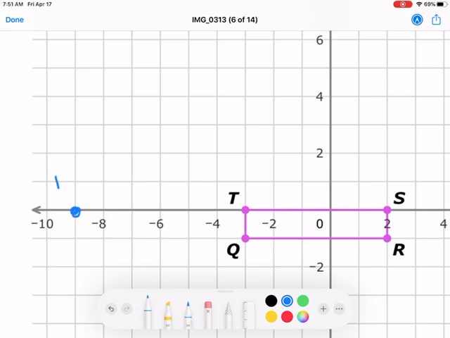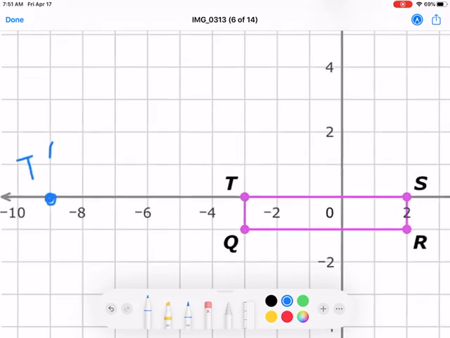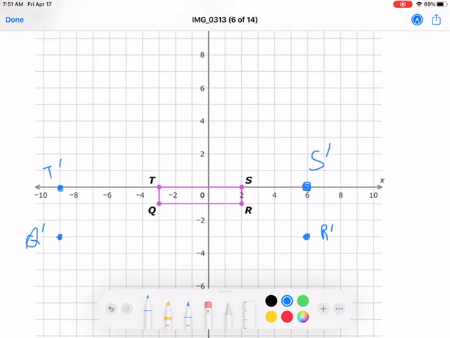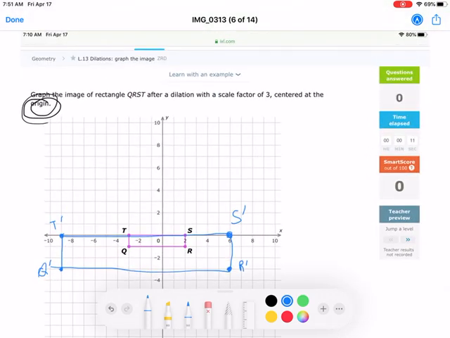Right there, T prime. And Q is negative 3 comma negative 1. So again, multiply both of those numbers by 3. So negative 9 comma negative 3. There you go, there's Q prime. And bam. That's a huge dilation right there. Boom, boom, boom, boom. That would be your answer.